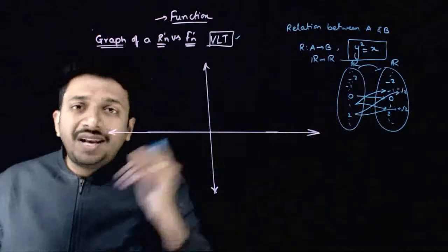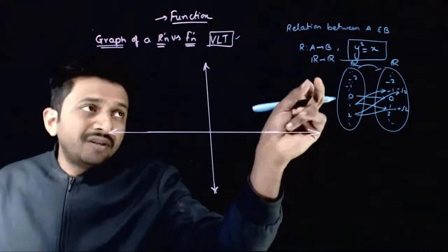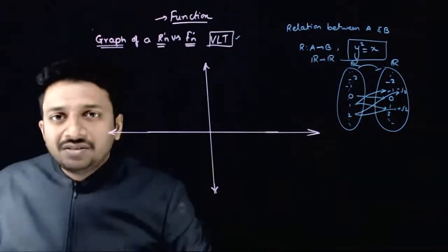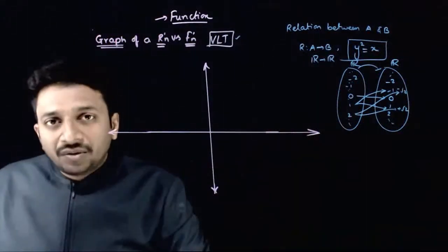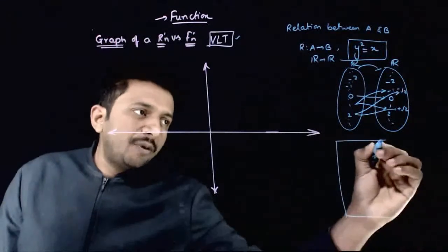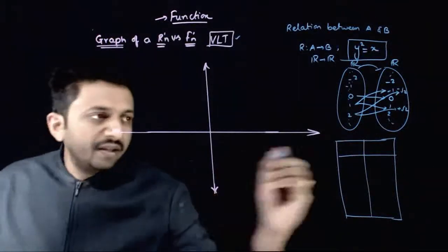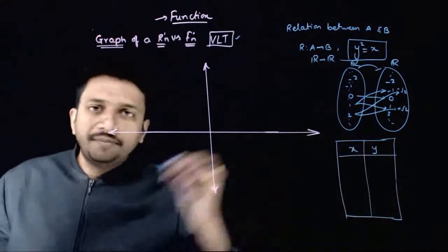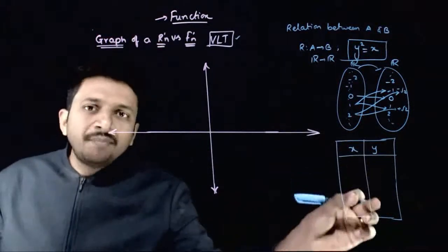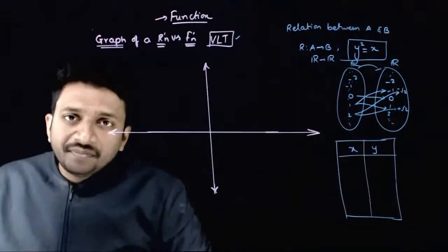So if you want to draw the graph of this, whenever you want to draw the graph of a relation between continuous sets, diagrammatic form is not the good way. So we just draw a table. So remember, this is a standard process in which you draw graphs of relations. So x and y. So you take some sample points of x and y which satisfy this relation.